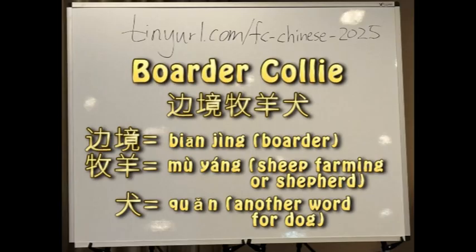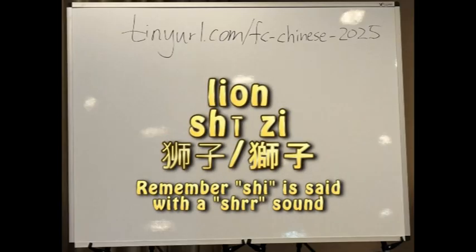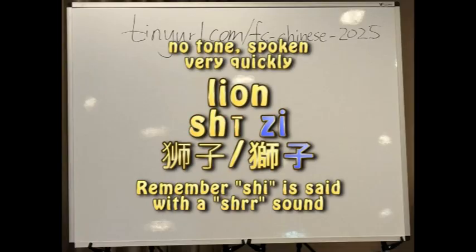Okay, we got the dog down. Anyone else? Okay, lion. Now here we have 狮. You can see on this character there's no tonal sign on it. It's just a normal i here, and that's kind of the fifth tone, which is no tone.